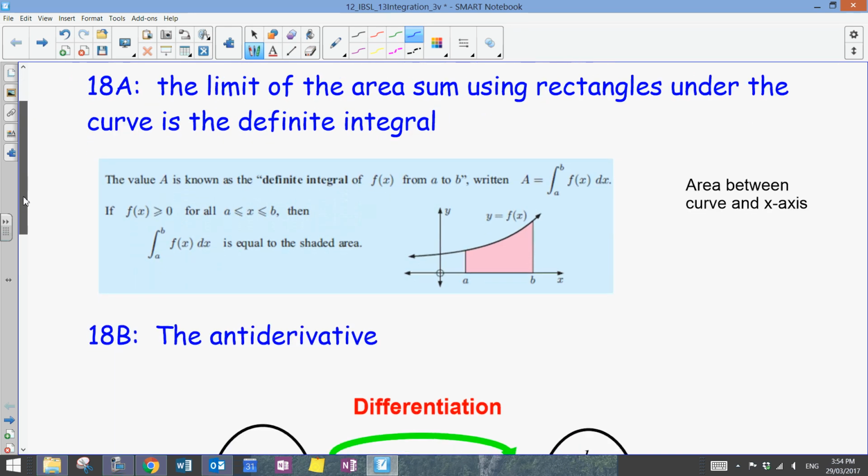In 18A, we looked at how the limit of the area sum using rectangles under the curve is the definite integral. So we looked at how we could find the sum of an infinite number of rectangles. So if we divided this space into infinitely many small rectangles, we added up those areas together, we wind up converging to the actual area under the curve, known as your integral. A definite integral because you're given two endpoints, A and B, to find the area.